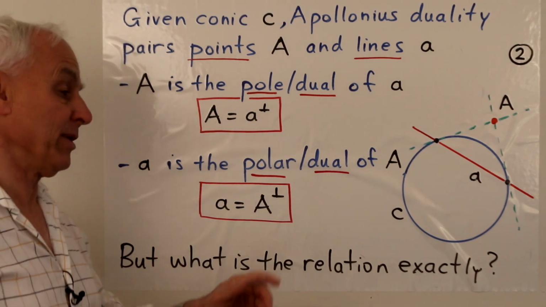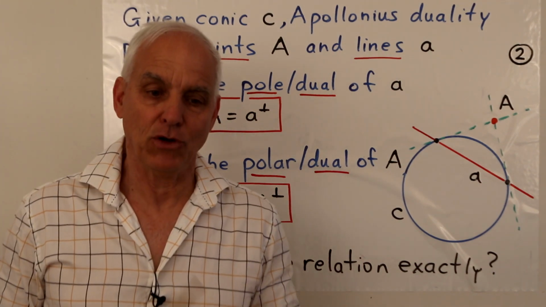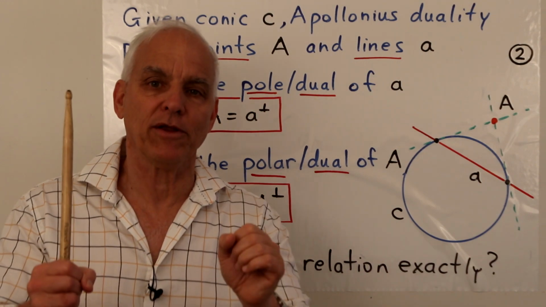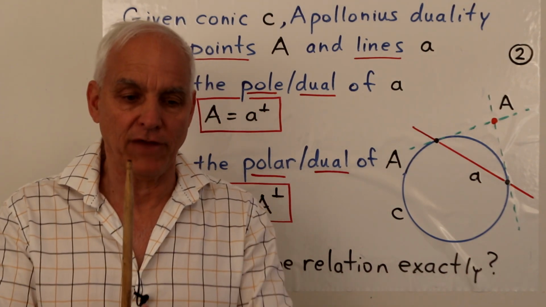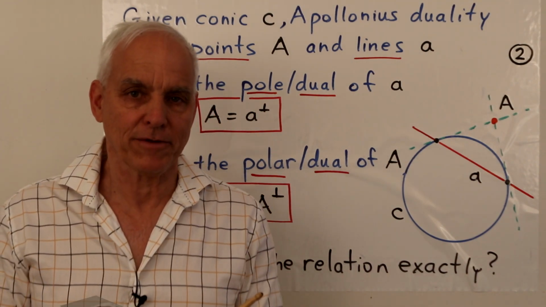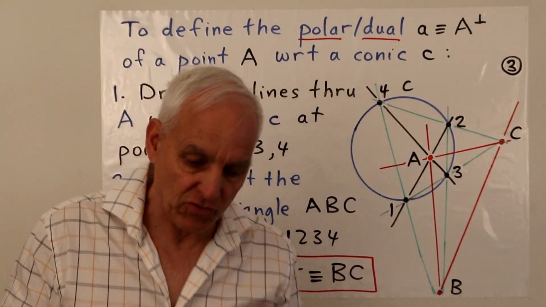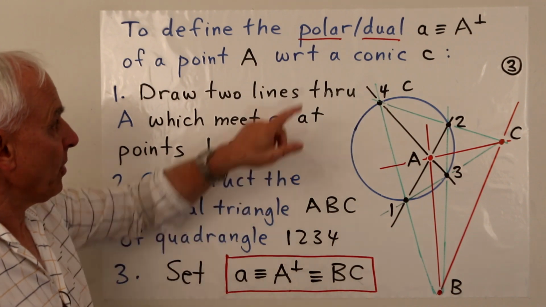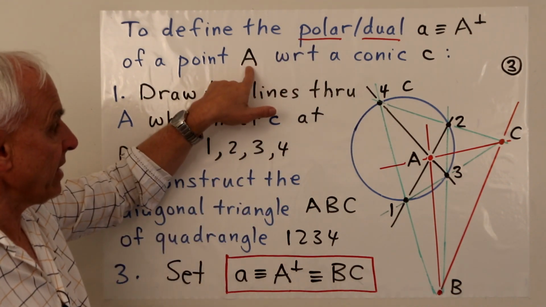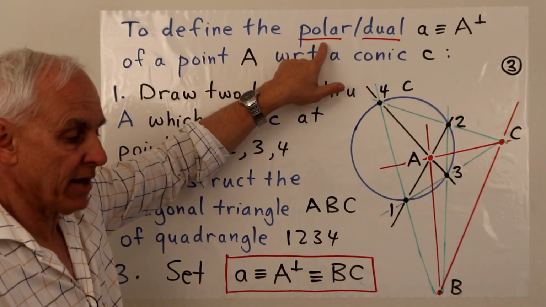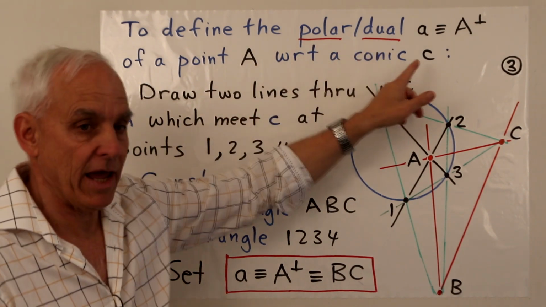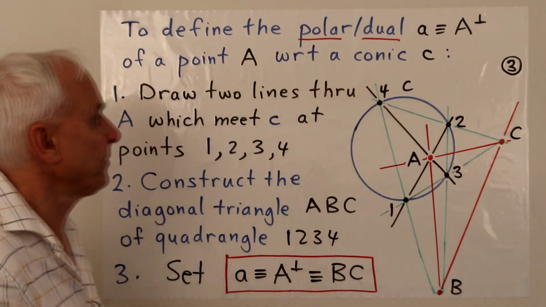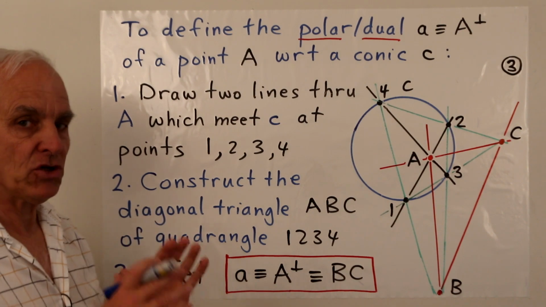Okay, but what is the relation exactly? How do we define this correspondence between points and lines with respect to a conic? All right, so here is the construction of the duality of Apollonius. We'll start with a point, capital A, and we'll explain how to get the polar or the dual, little a, of the point. And it's all with respect to a conic C.